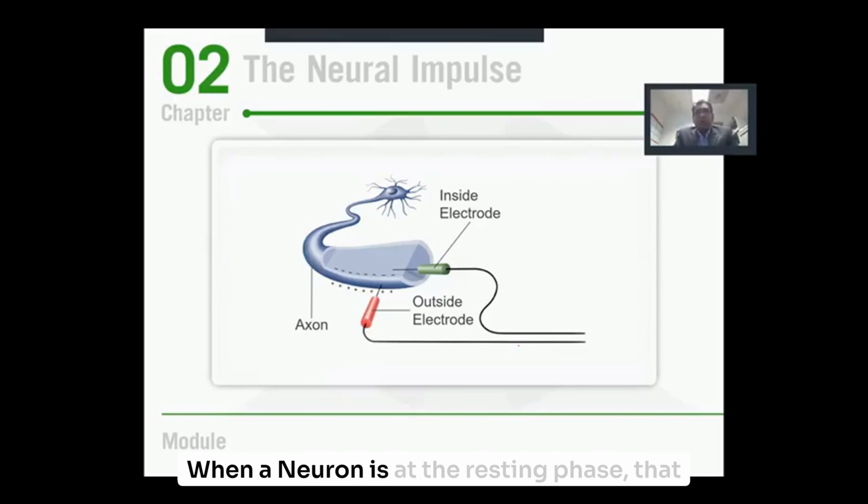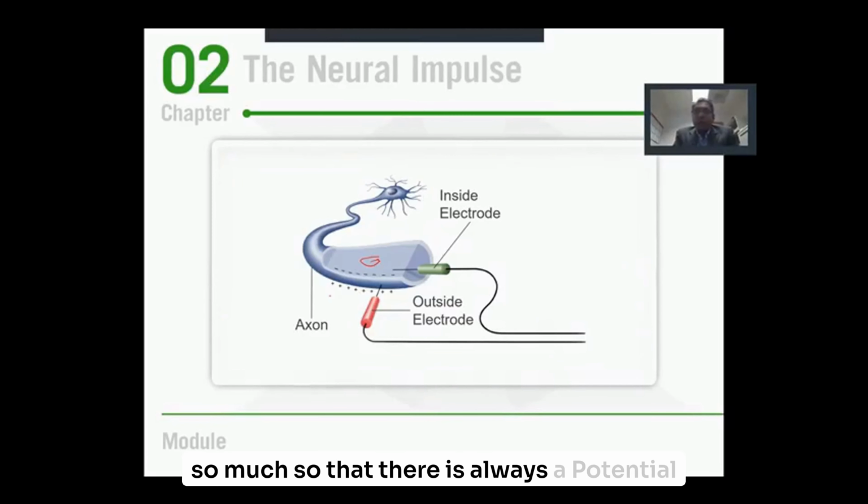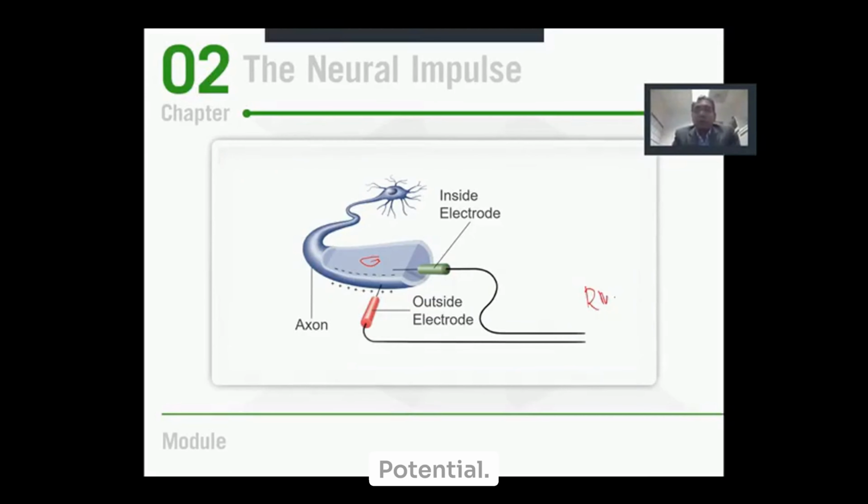The neuron is at a resting phase when not carrying information. It has a negative charge inside and a positive charge outside. In fact, there is a potential difference between the inside and outside of the axon, so much so that there is always a potential difference of negative 70 millivolts. And this is called the resting membrane potential.